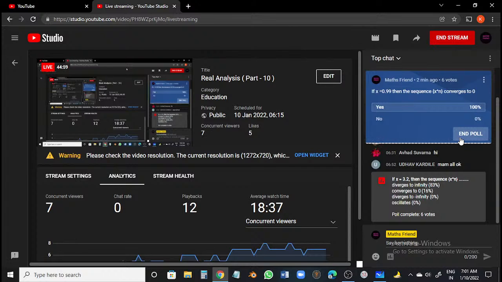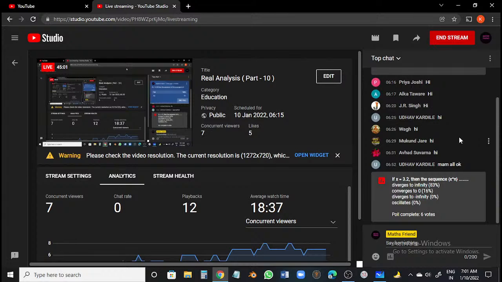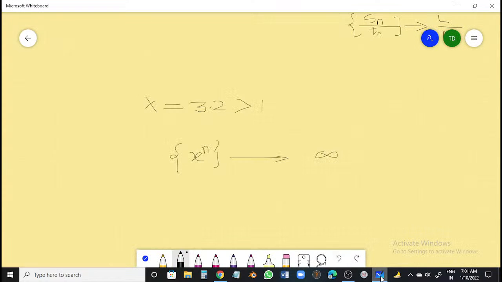Yes, I end the poll and everyone has given the correct answer. The sequence converges to 0. It's so because x was given to be 0.99. How close it is to 1 doesn't matter, but that it is smaller than 1 matters a lot. This being smaller than 1, the sequence has to converge. x raised to n will surely converge to 0.